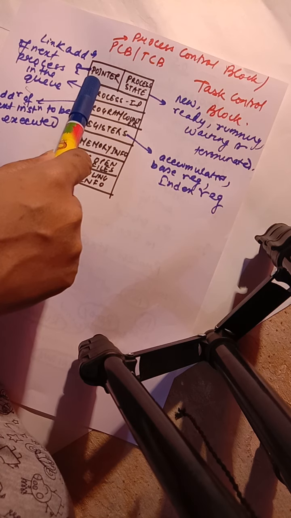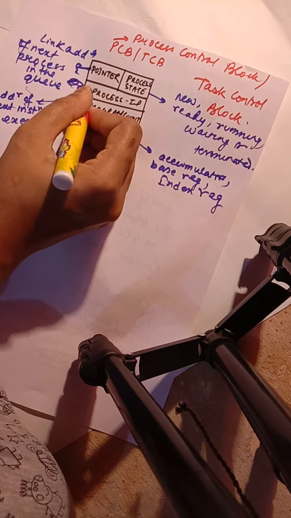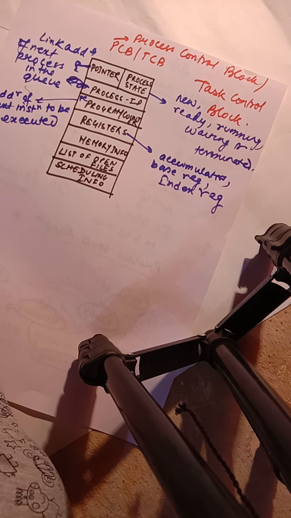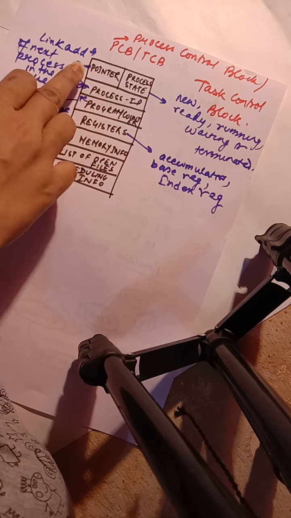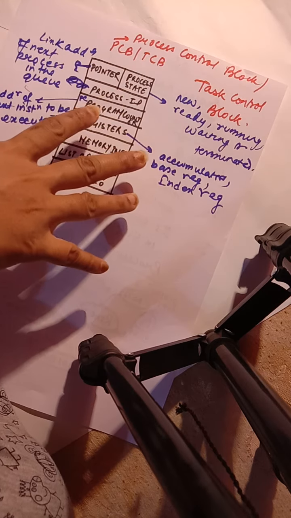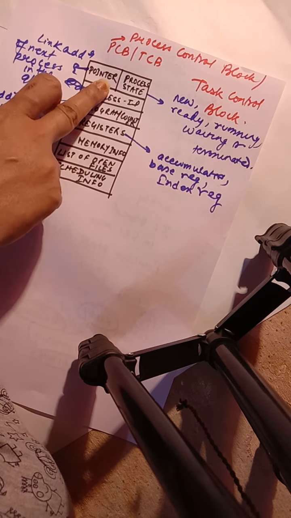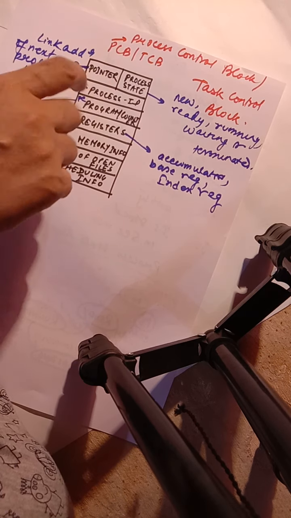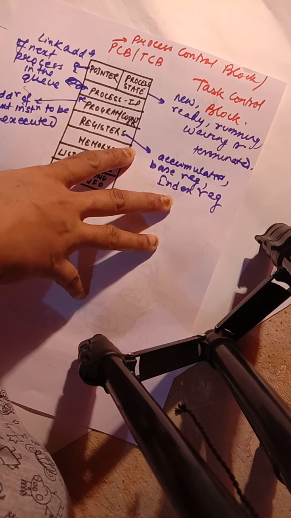Next comes the pointer. What does the pointer mean? The pointer consists of the address or the linked address of the next process in the queue. That is, once this process is getting executed, the pointer part will consist of the information or the address of the next process in the queue to be executed in the CPU next.